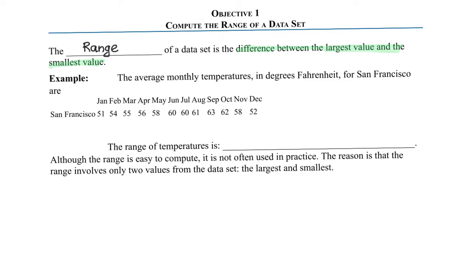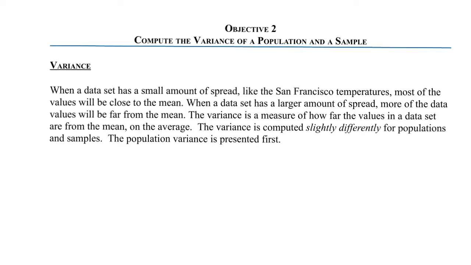Range of a data set means that is the difference between the largest value and the smallest value. Here average monthly temperature in San Francisco is given. So we need to find the range. So look at the highest value or the largest value and the smallest value and take the difference between that, largest minus the smallest value. Here largest value is 63, smallest is 51. So 63 minus 51, that is 12, that is the range.